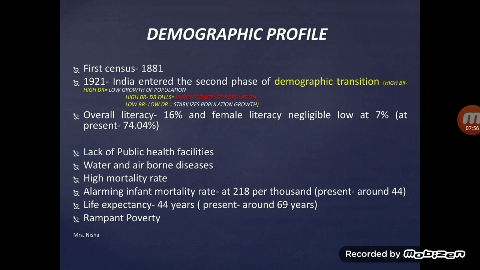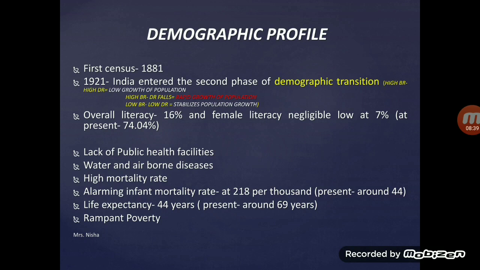If we look at the access to public health facilities, obviously there was scarcity, there was shortage. Water and airborne diseases were also widespread because of lack of sanitation facilities. The mortality rate was very high, and particularly the infant mortality rate, that means number of children dying before completing 1 year of age, always calculated per 1000 live births. It was 218 per 1000 at that time. At present, it is around 44 per 1000. If you talk about life expectancy, during that time it was around 44 years, and at present, as per the latest Human Development Report, it is 69 years.